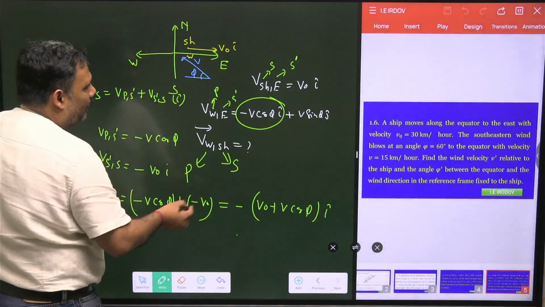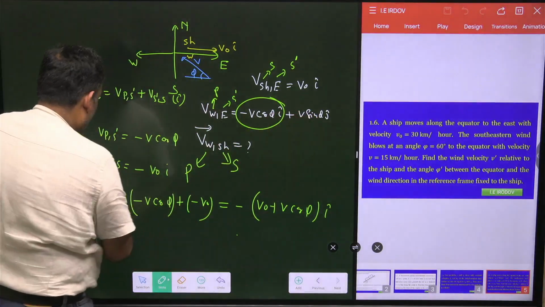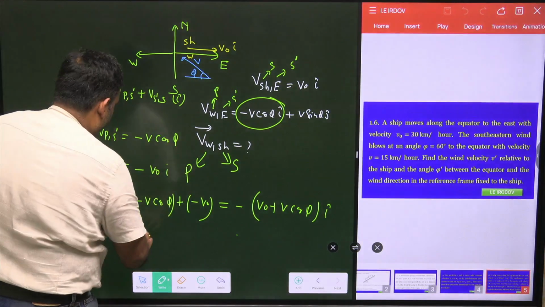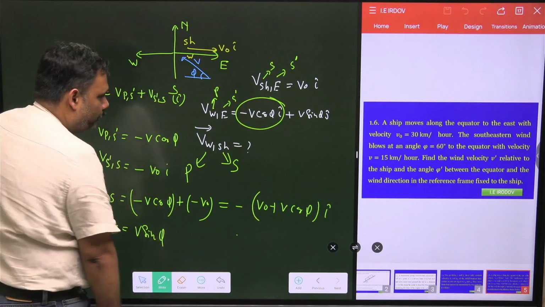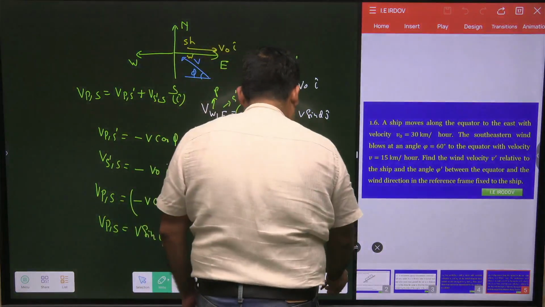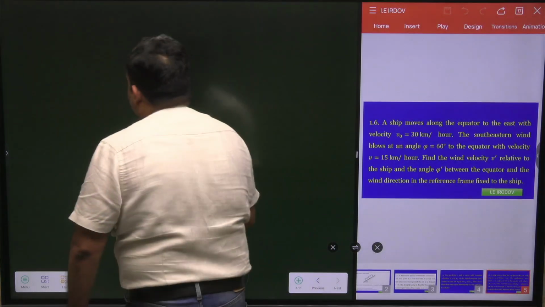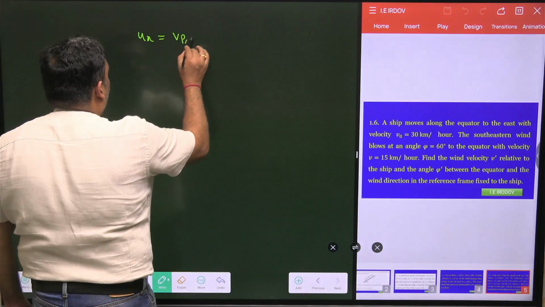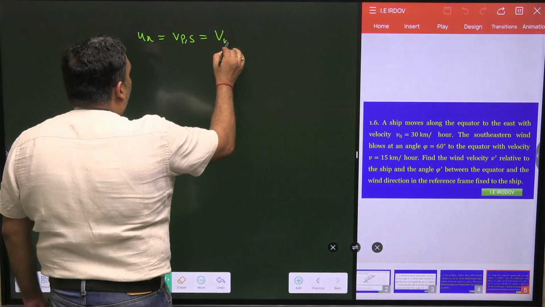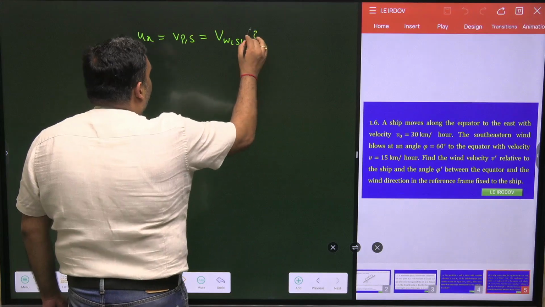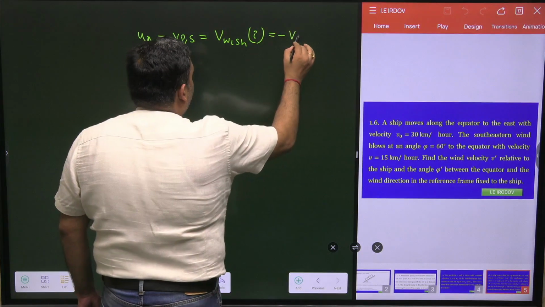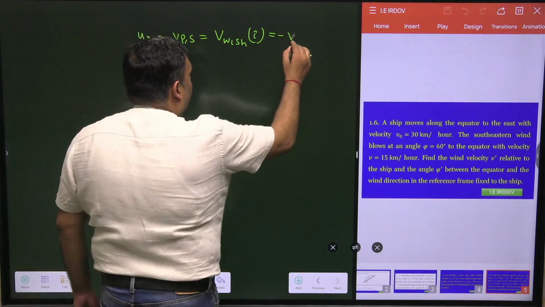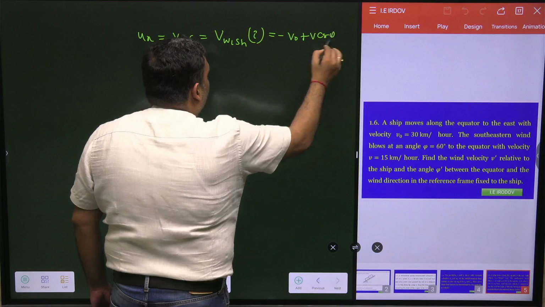What about the J cap direction? In the J cap direction there is no relative velocity, so the velocity of a particle in S, that is in the J cap direction, will remain the same, V sin phi. So what will the velocity vector be if we calculate it? We have Ux, the X component, the velocity of the wind with respect to the ship in the I cap direction, which is basically minus V naught, and this value is minus V naught plus V cos phi.